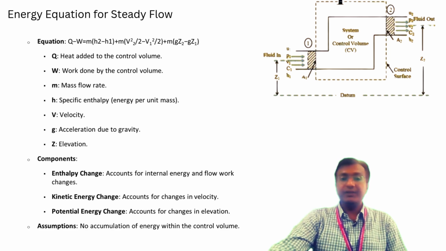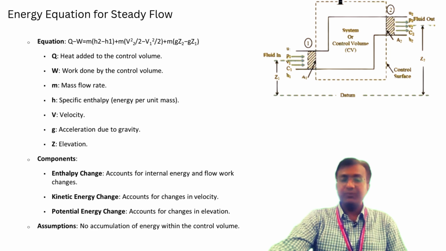The energy equation for the steady flow is given by Q minus W is equal to mass flow rate in bracket change in enthalpy, plus mass flow rate multiplied by change in kinetic energy, plus mass flow rate multiplied by change in the elevations, or the potential energy.